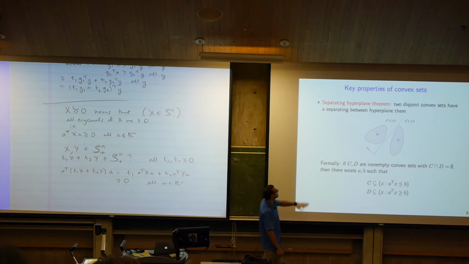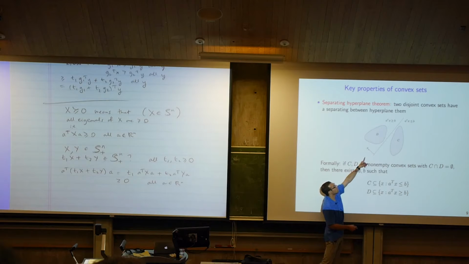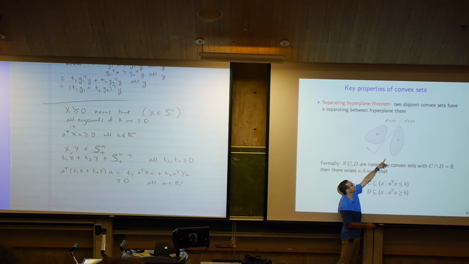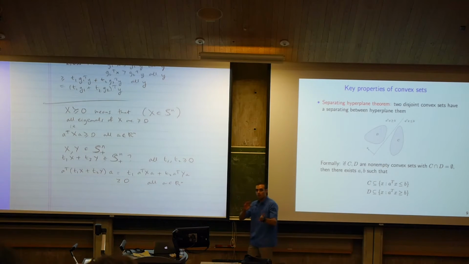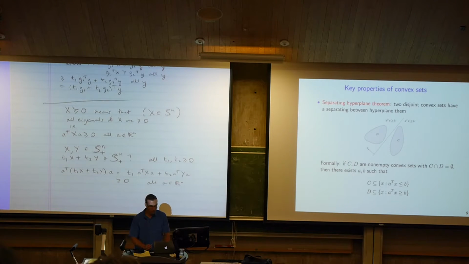But yeah, it's a very important property of convex sets. So formally, it means that I can find a vector A and a real number B such that A transpose X is bigger than or equal to B basically for all X that are in D, and A transpose X is less than or equal to B for all X that are in C. So they lie on either side of that hyperplane. That's where the name separating hyperplane theorem comes from. Okay, all we require is that C and D be convex and they don't have an intersection right here.